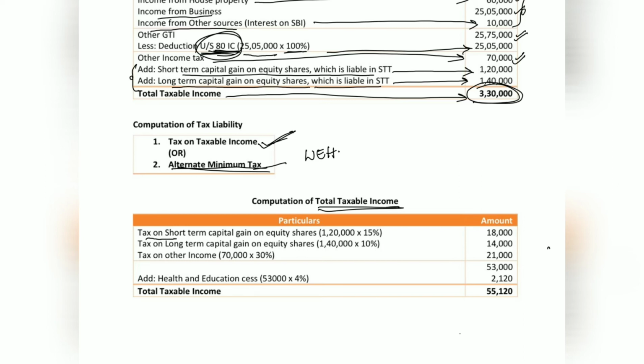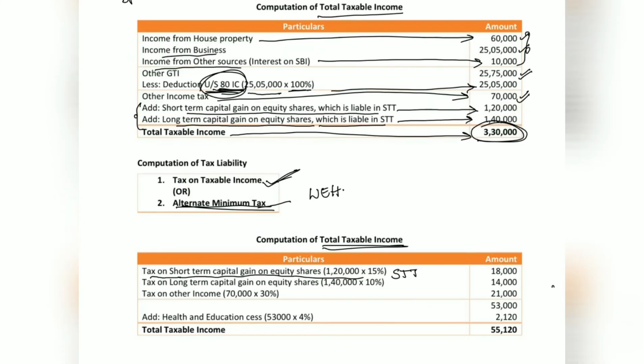Now tax on short-term capital gain, which is subject to securities transaction tax. The value is 1,20,000. On this 1,20,000, we will calculate the rate at 15%. So the value comes to 18,000.